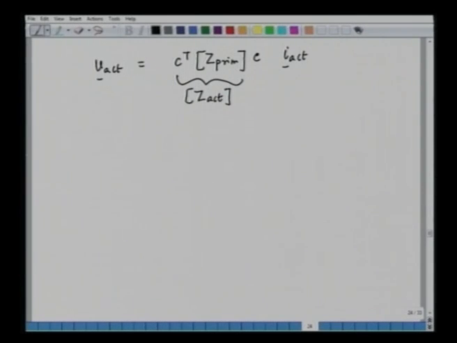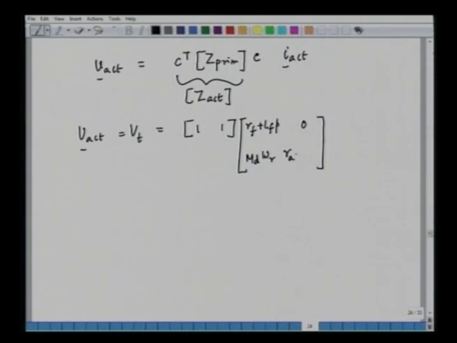So we can say that V actual in this case is Vt, and C transpose is [1 1], and Z primitive is given by Rf, LFP, 0, MD omega R, RA, LAP, and it is post-multiplied by C, and I actual is IT.